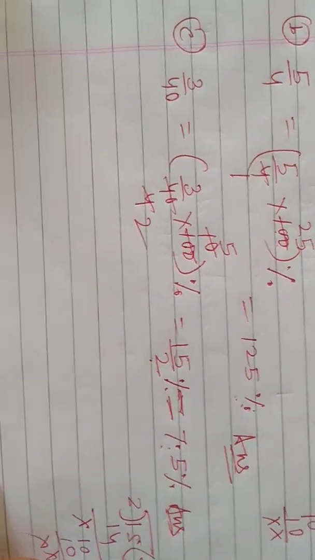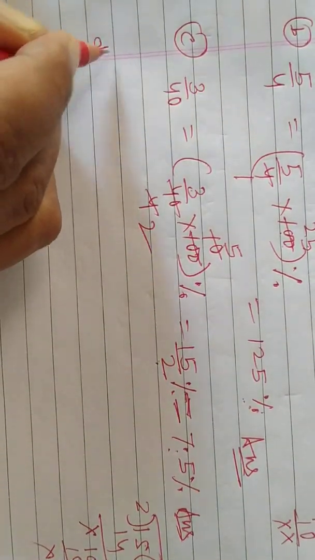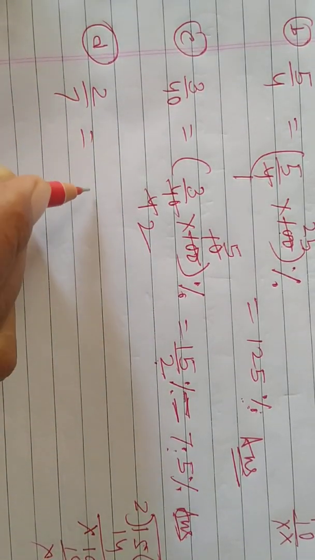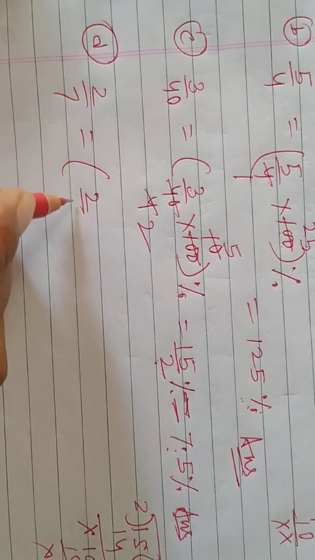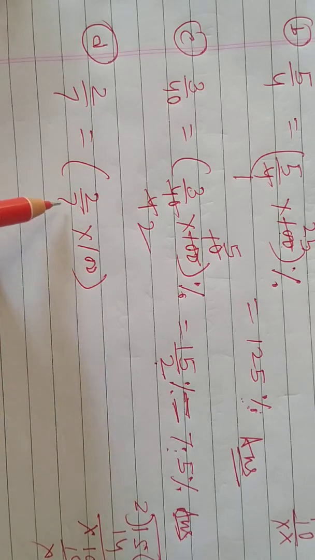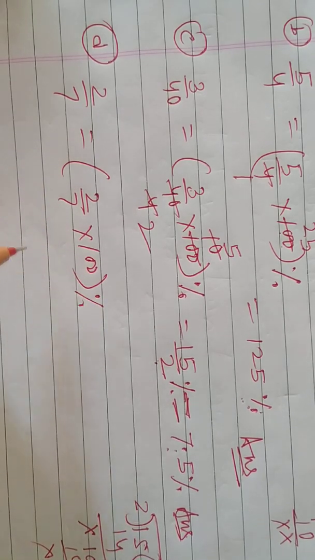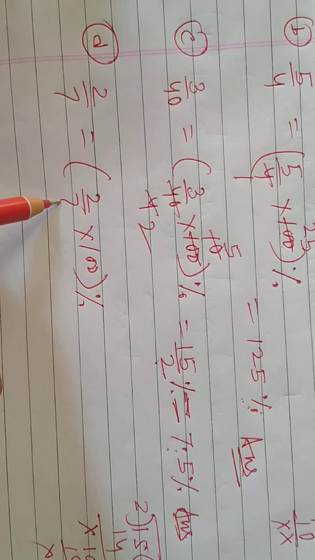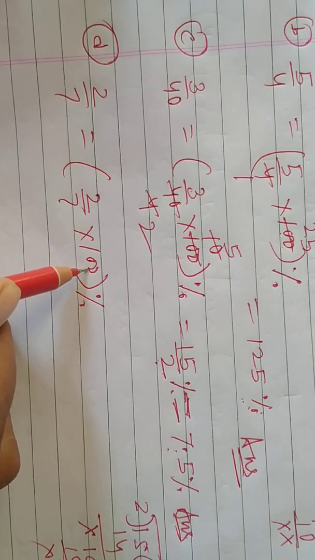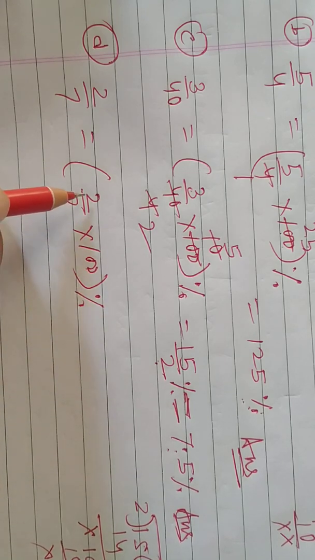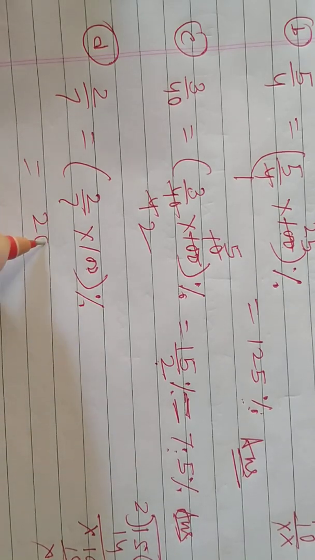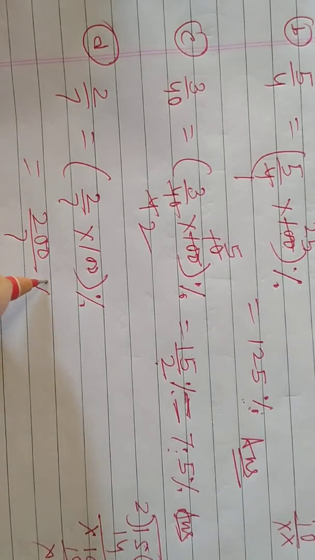Come to the next question, D. 2/7 equal to, write it in bracket, 2/7 into 100. What we see, put the percentage sign. 7 is not divisible by any number. 7 we can't cancel with 100. Then what to do? We can multiply numerator by numerator. 2 into 100, 200 by 7%.